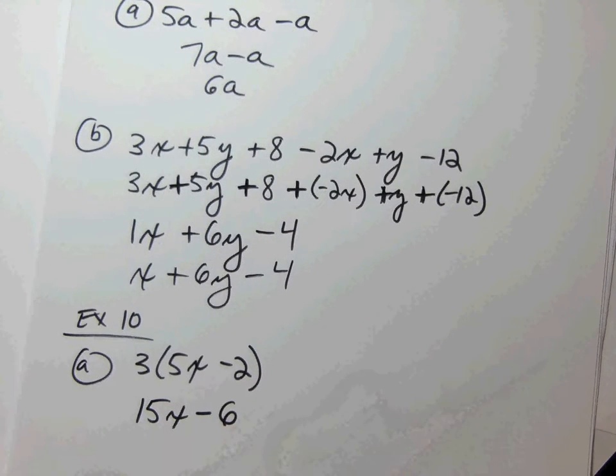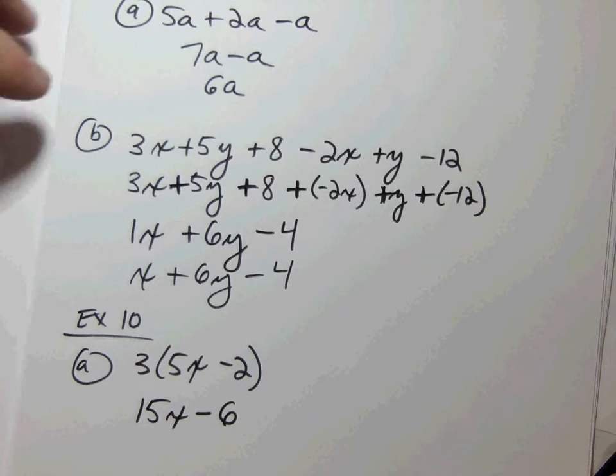Okay? Now, how do I combine these two terms? How do I go farther? I don't, right? Because they're not like terms. An x term and a constant term can't be put together. So we're done. We got it.